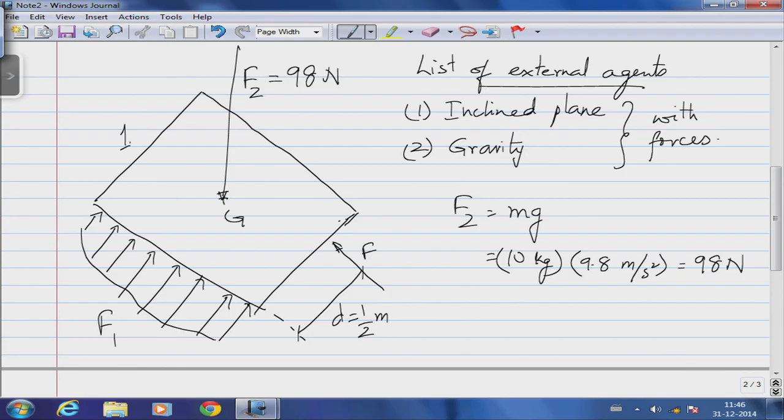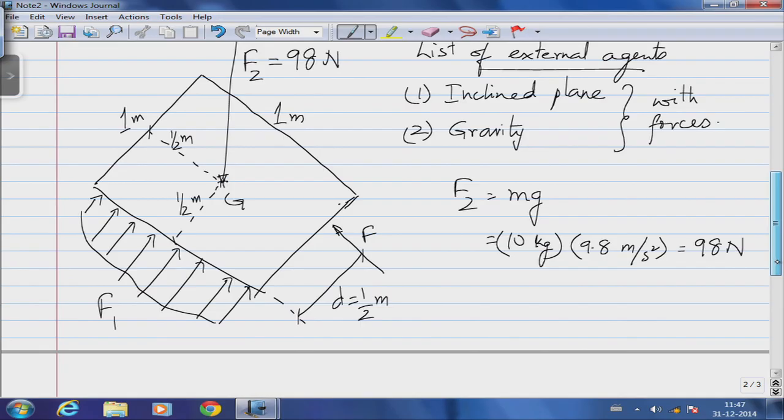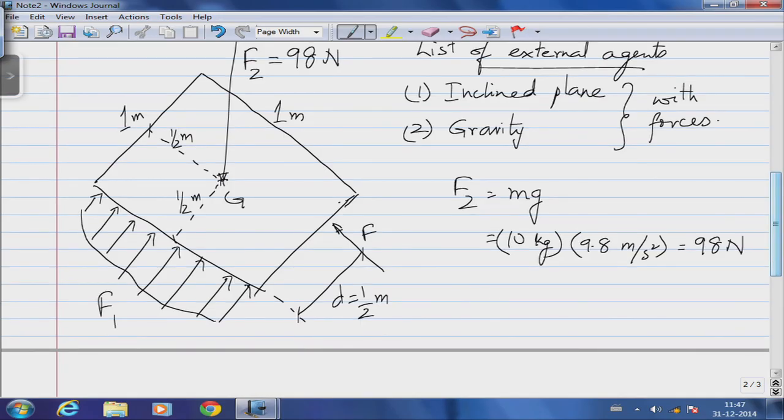The block is 1 meter on the side, like we said, it is a square block, which means the position of the center of mass above is half a meter, and it is also half a meter from the left edge. So, for a uniform block, the center of mass is located at the geometric centroid of this square, which is half a meter from each of the sides.